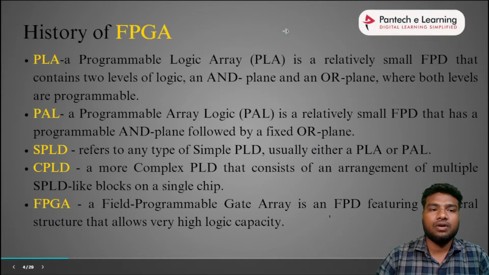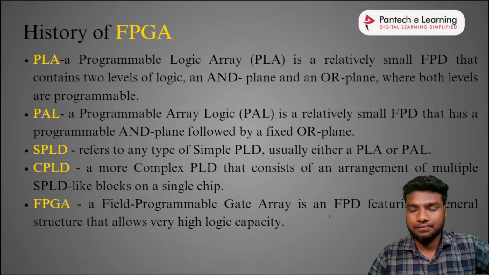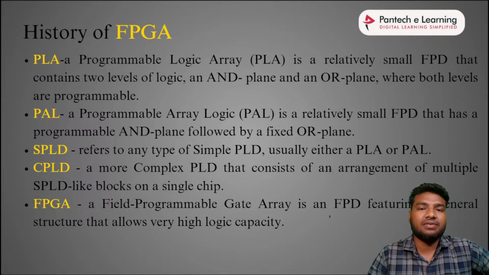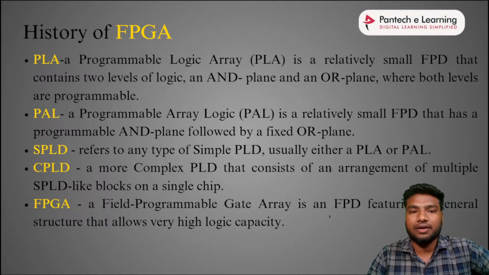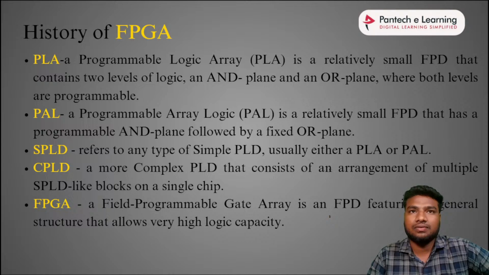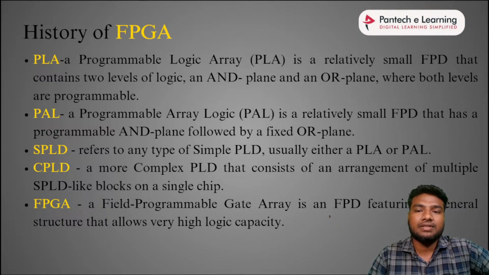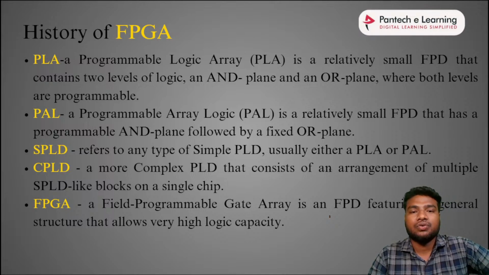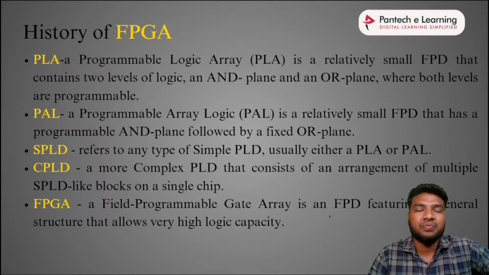So let's move on to the history of FPGA. The history of FPGA starts from PLA. PLA stands for programmable logic array. It consists of an AND plane and an OR plane. The AND gates and OR gates are in a matrix order. Based on that, we can program our logic in the PLA. This is the initial stage of FPGA history.